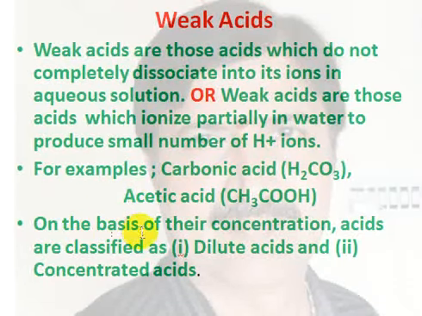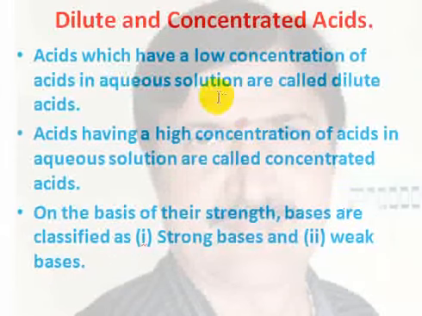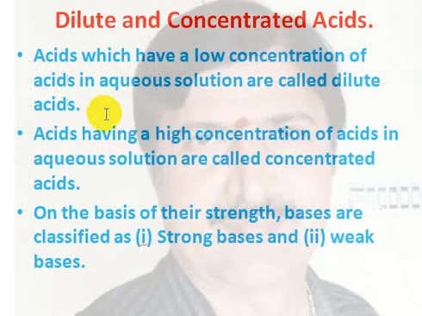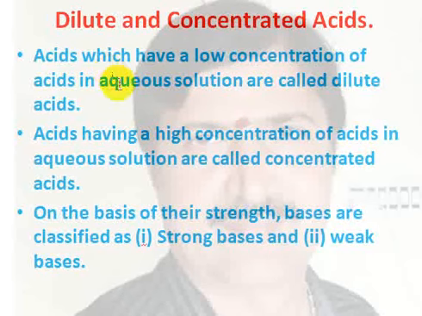Then comes, on the basis of concentration, acid can be classified into dilute acids and concentrated acids. Now let us study what is dilute acid, what is concentrated acid. The acids which have low concentration of acid, that means less amount of acid and more amount of water, are called dilute acid. The acids which have high concentration of acid, that means more acid molecules and fewer molecules of water, are called concentrated acids.